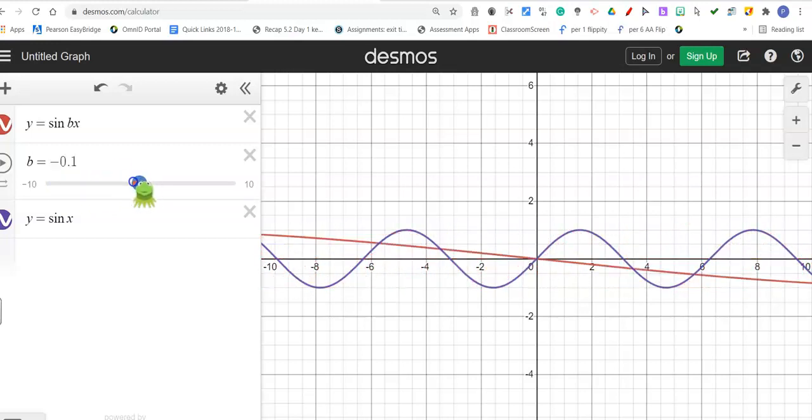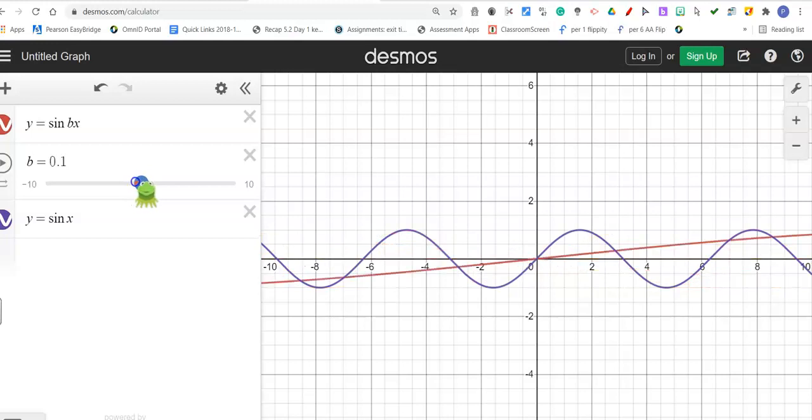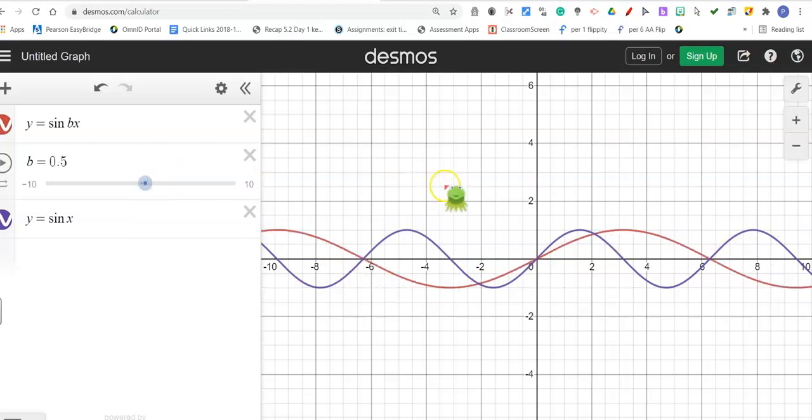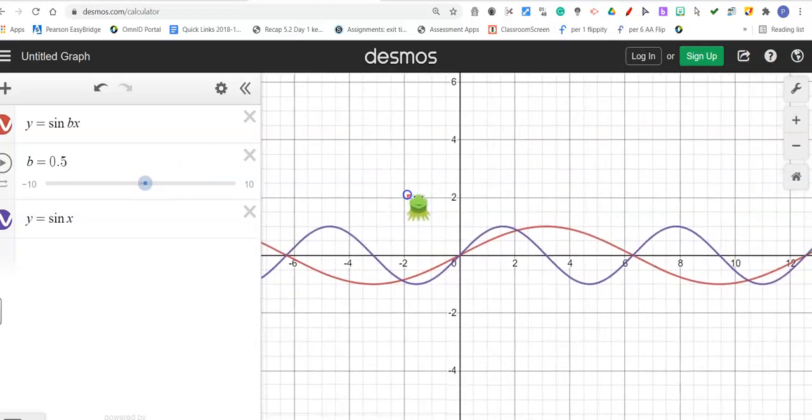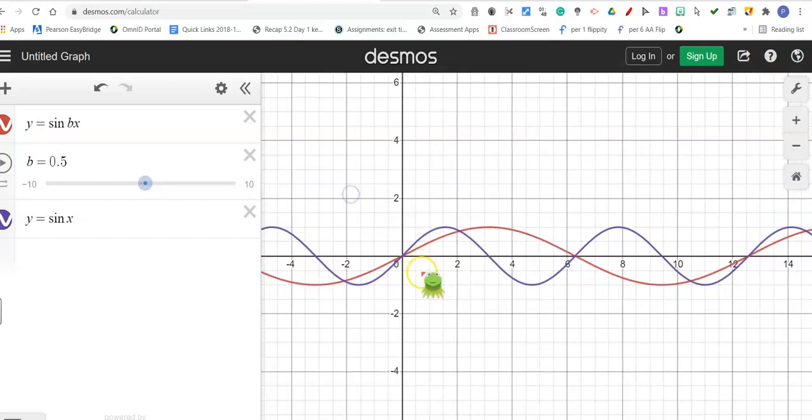Let's go from 0. Oh, look at that. 1. How about a half? Let's see if I can get to a half. What happens? Wow. Okay, I think I'm going to scoot this over just a little bit. See if I can see that full period from 0 to a little more than 12.